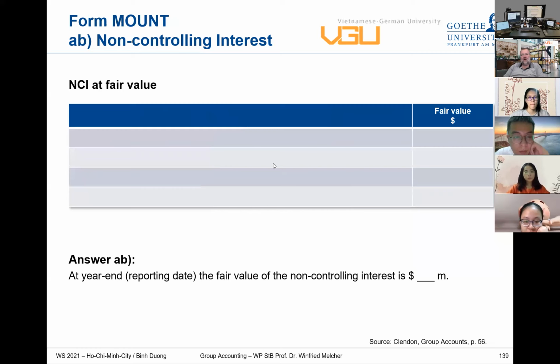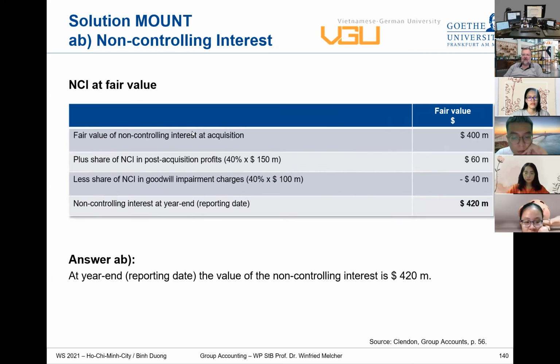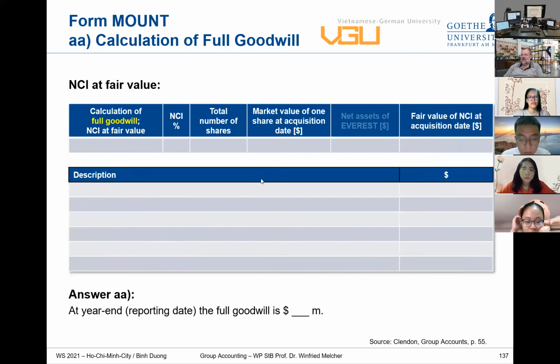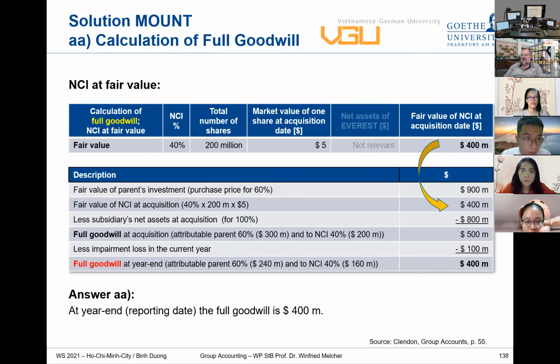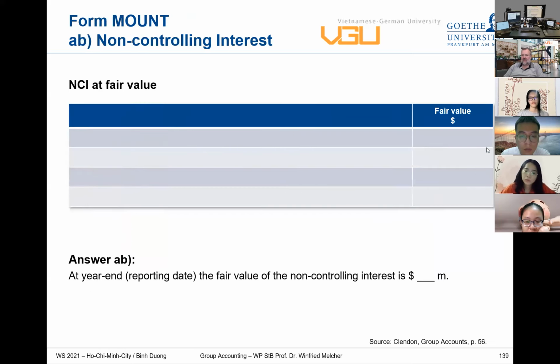Now we go to the non-controlling interest. Well, we concluded that at the acquisition, the fair value of the non-controlling interest was 400. So let's go back to the calculation, which is here. We said that the fair value of the NCI based on the market is 400 million. So we start with this acquisition.